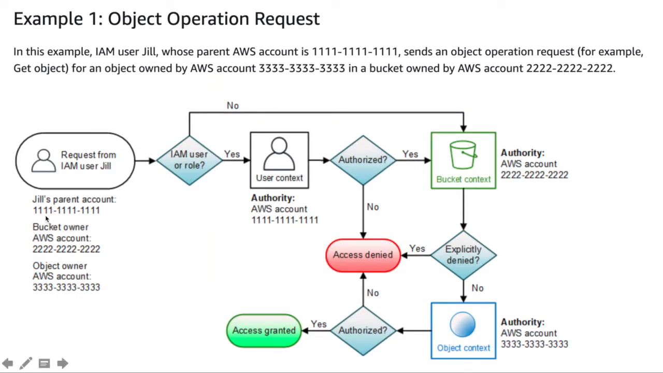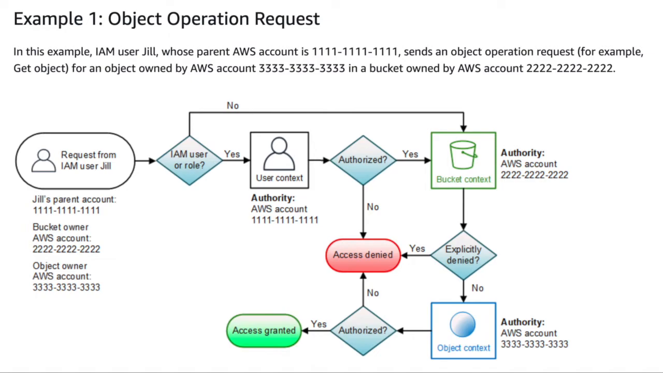There are three accounts. One is a Jill user, which is an IAM user. The parent account is 1111. There is a bucket. The parent account is 2222, and there is an object within this bucket, but the owner of the object is 3333. Because an IAM user is in the picture, there is a user context. So what AWS account 1111 will do is check its user policy and see whether I'm allowing Jill to access this object or not.